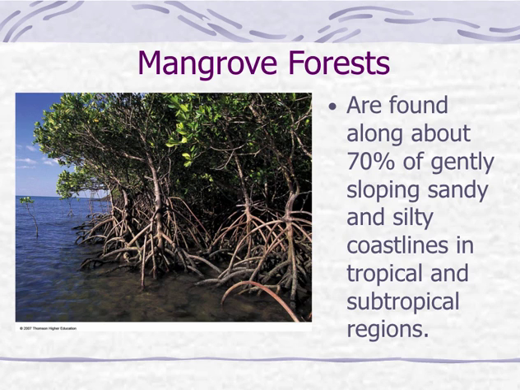So here's what a mangrove forest looks like. If you've been down to Costa Rica or along the coast in the equator area, you can kind of see what a mangrove looks like. It has a lot of fibrous roots. It helps with the erosion and the wave impact. But they slope. It's 70% of generally sloping, sandy, and silty coastlines, and it's in those subtropical regions.